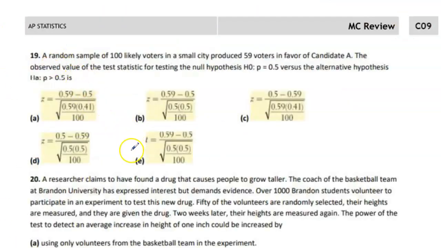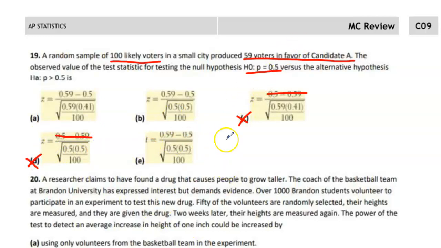And in question number 19, it's similar to a previous question that we did. We have 100 likely voters. We have 59 in favor of candidate A, which means that our sample proportion should be 0.59, and our null hypothesis is p is equal to 0.5. So let's go through and identify the ones that are definitely wrong first. Remember, we're supposed to do p hat minus p, so it should be 0.59 minus 0.5. This one's no good because of that. And this one's no good because of that as well.